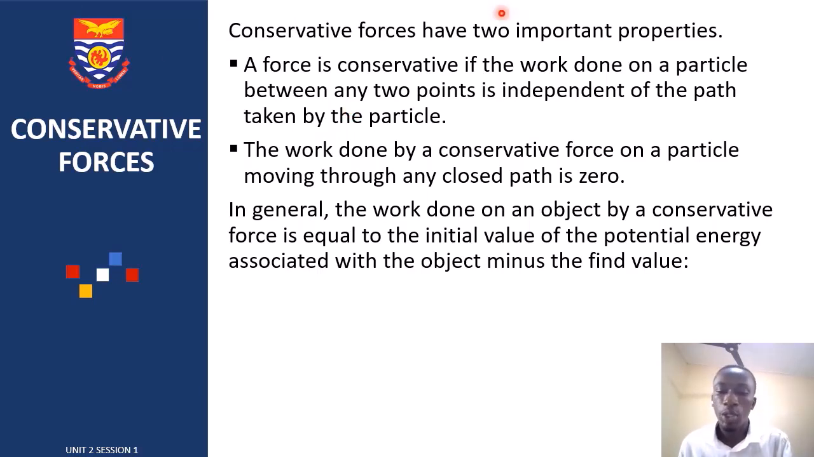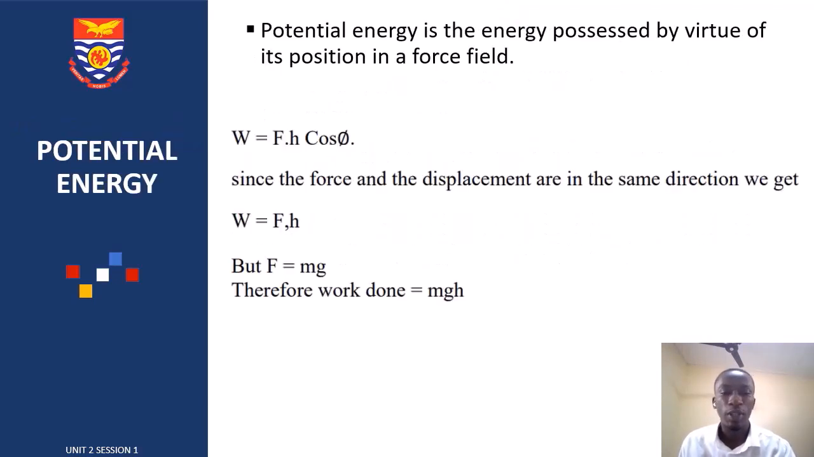So in general, the work done on an object by a conservative force is equal to the initial value of the potential energy associated with the object minus the final value. So we say that a force is conservative if it causes a change in mechanical energy E. And what we are talking about, that is the mechanical energy, is the sum of potential energy plus the kinetic energy.